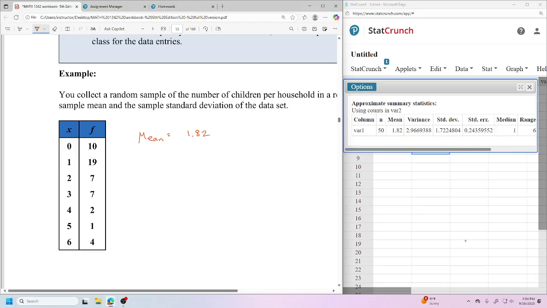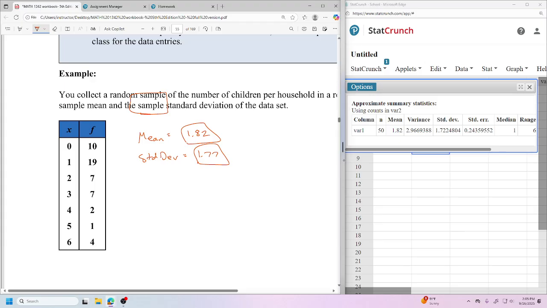Remember how it says the sample standard deviation? That means just the regular one that you see here. You don't have to change anything. It's already done. So yeah, there it is. Cool. That was it. Any questions about StatCrunch? It's about to get crazy.